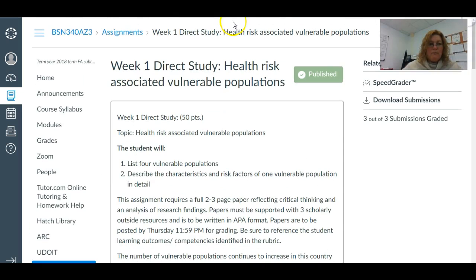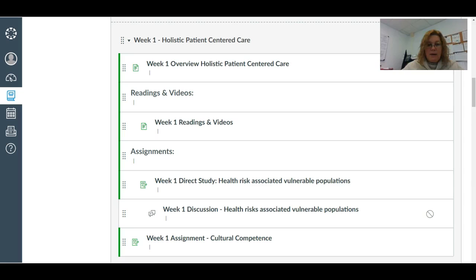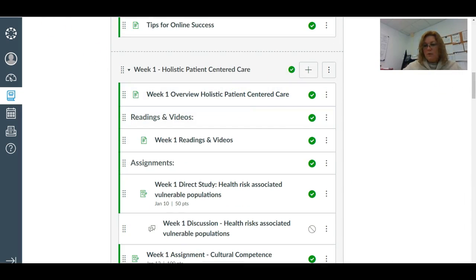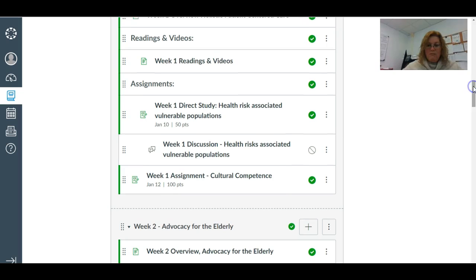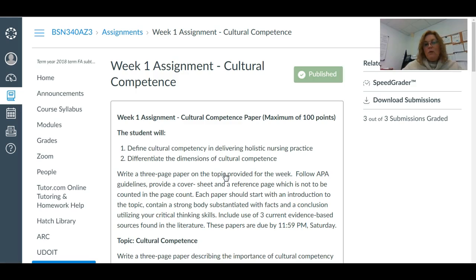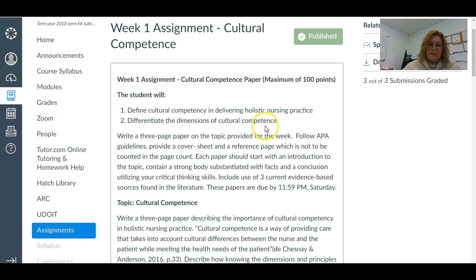Okay, and I'm going to just come out of that assignment and go into the second assignment of Week 1. One of the things that was missed by some of you, or just not fully included, was the dimensions of cultural competence. So this is why I'm referring to being very careful and looking at both the assignment piece of it and the rubric as well to make sure that things are not missed, and using an outline can really help prevent you from missing anything.